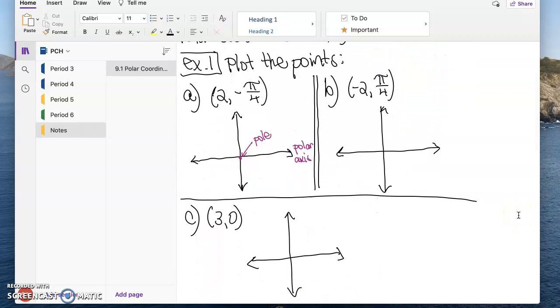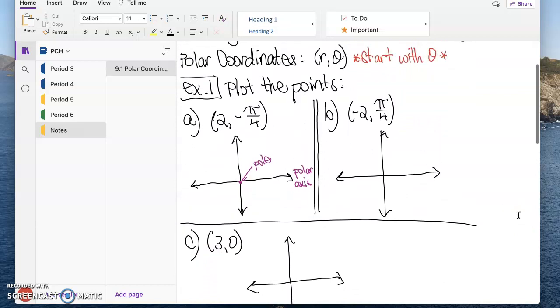So first, let's learn how to plot some points. The axes are not labeled X and Y anymore. The x-axis is now called the polar axis, and the origin is now called the pole. If you look at polar graph paper, or the polar graph paper that I posted, you'll see that it actually has a bunch of concentric circles. Hopefully you have that for these notes, okay? And you'll see why in just a second.